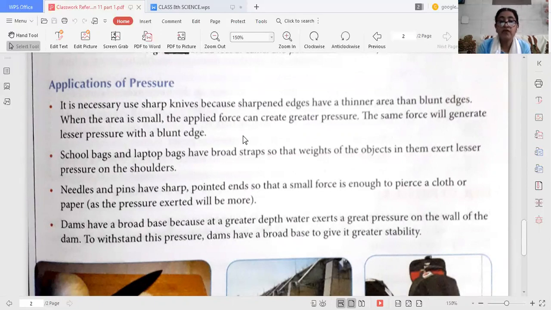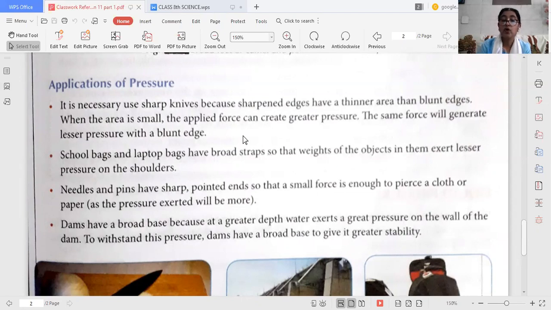Now we have seen dams, right? And dams have a broad base. They have a broad base because at a greater depth, the water exerts a great pressure on the wall of the dam. So it's very important to withstand the pressure of the water. Dams have a broad base to give greater stability.